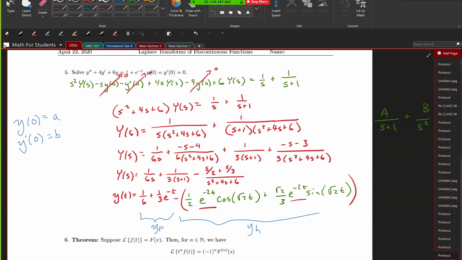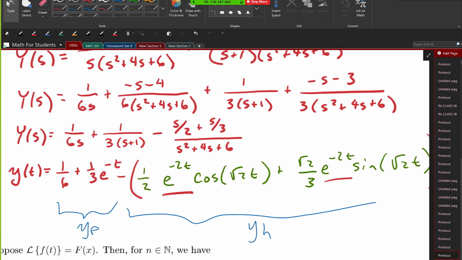You just have to trace those constants all the way through, and then you could come up with the general solution to the ODE. But these Laplace transforms seem better suited, I think, to solving IVPs than ODEs. Okay, are there any questions on this, folks?